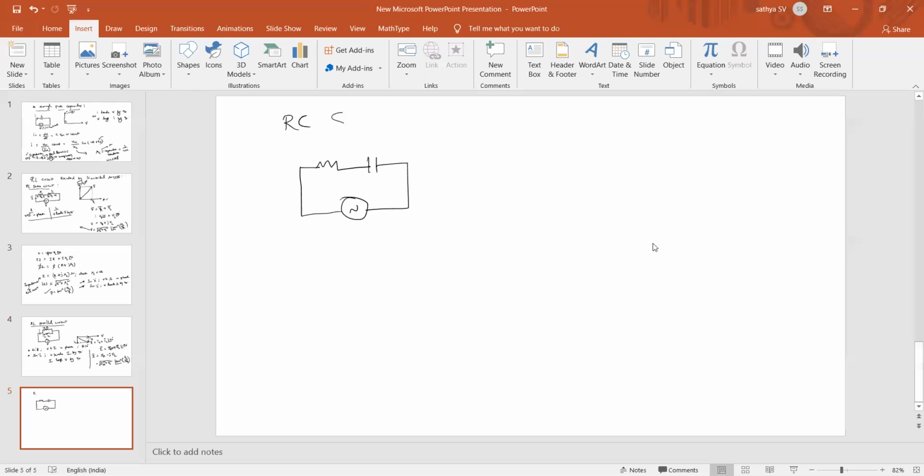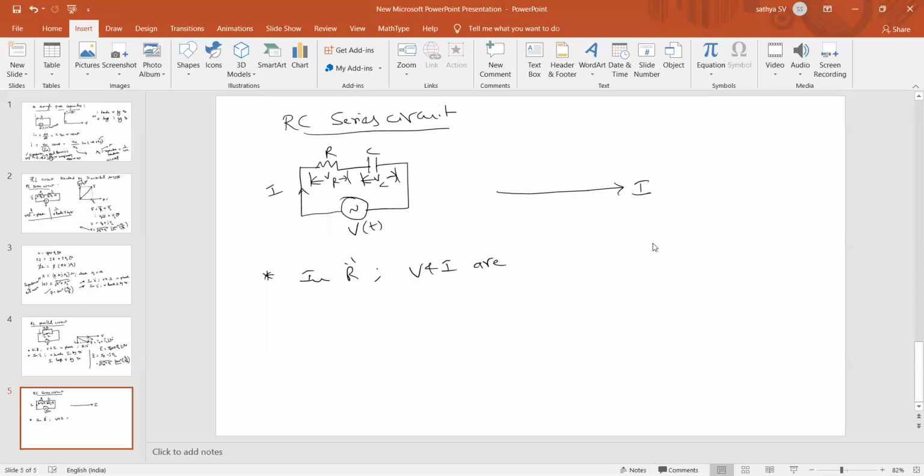For the RC series circuit, will you try to draw this? R, C and V, and the current passing through it, and the voltage drops VR and VC. What is the reference vector we need to consider here? Which parameter is the reference value? Current. Why? Because this is a series circuit, where current is constant. And quickly tell me, in a resistor, V and I are in phase. So where should I mention VR? Right, in phase quantity.